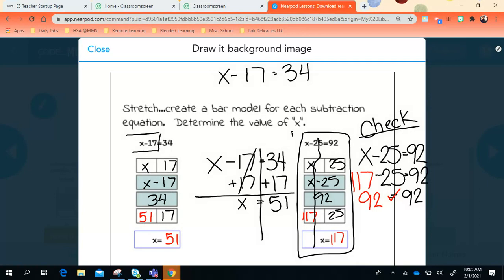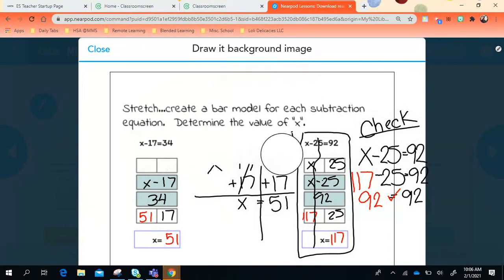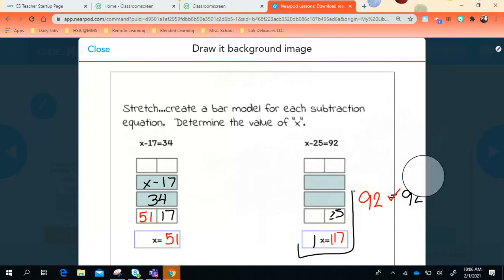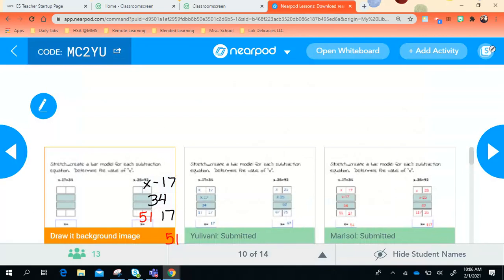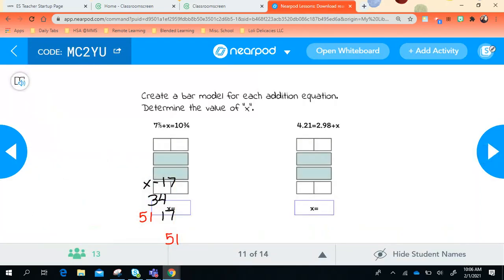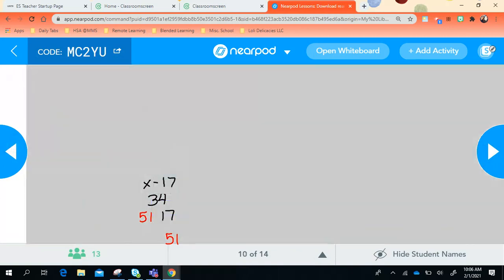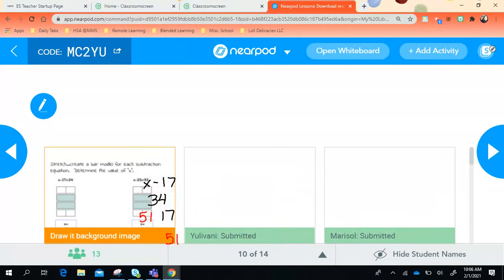Your classwork today is going to be just like this. Bar models. I give you an equation, you work it out in your bar model, and you write your solution. Can I erase? I don't remember. There shouldn't have been anything else. Oh, no, that's for tomorrow. Okay, so go ahead and switch over to your classwork for today.